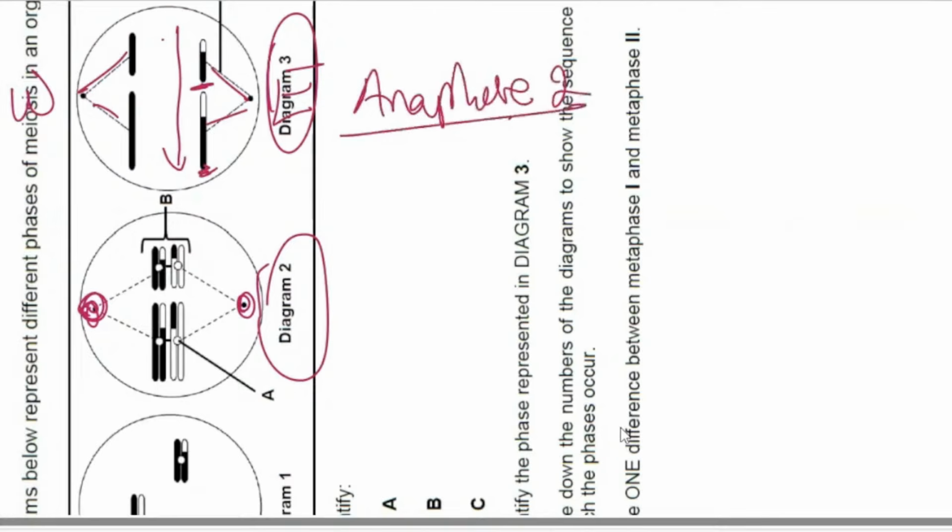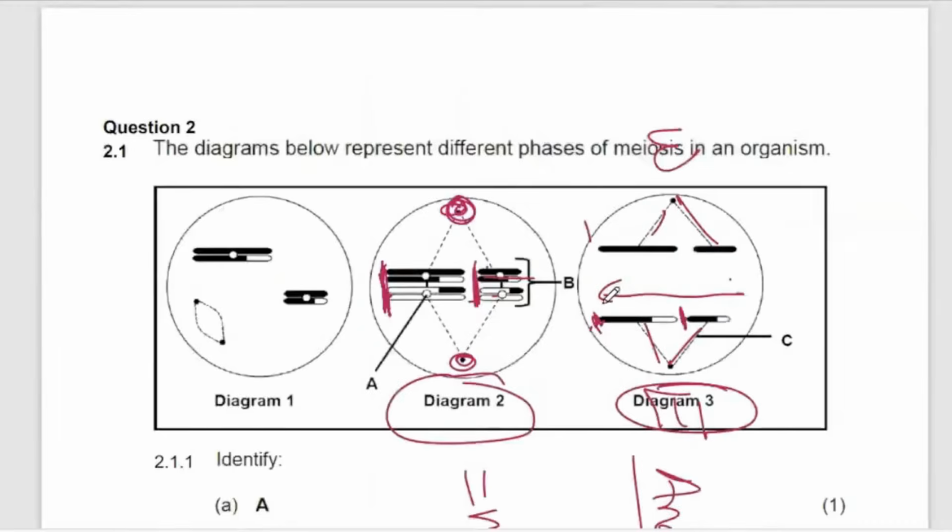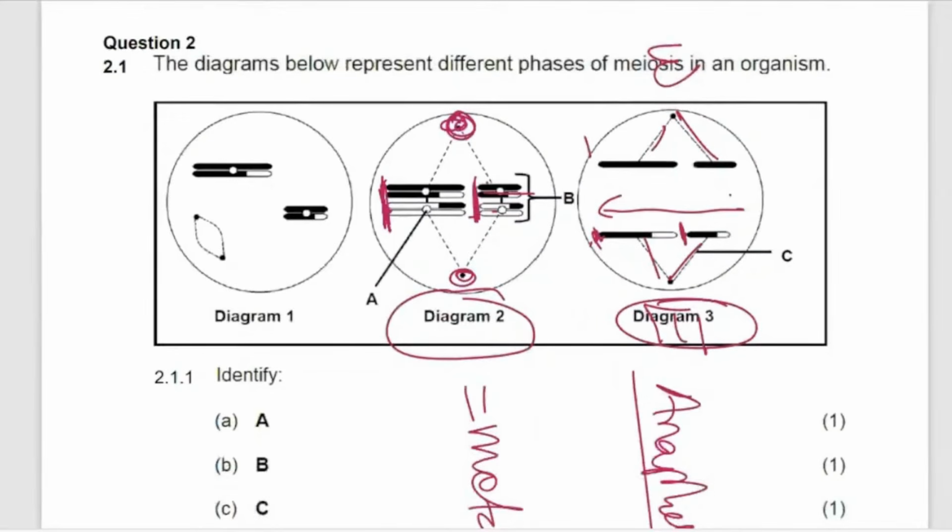So it's anaphase 2. What about here? The chromosomes, you see them there at the equator, so it's going to be metaphase 1, because the chromosomes are double. If they're single, then it's meiosis 2, so you identify the phase and then you put the number 2. That is the first thing which you need to know before you go for the paper.